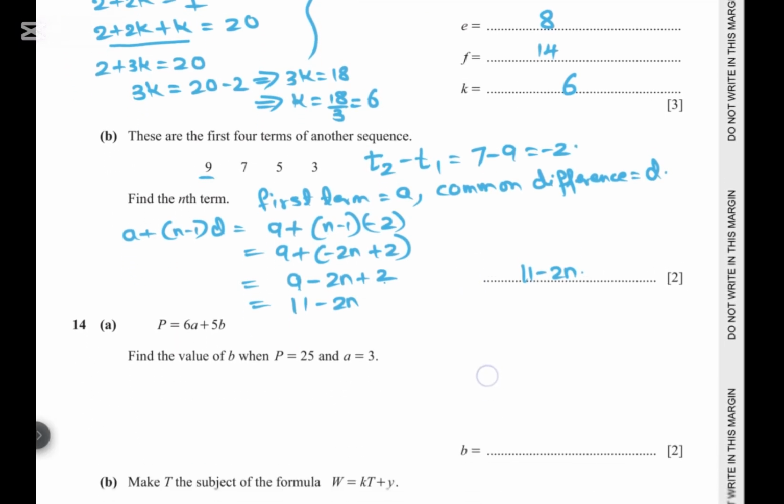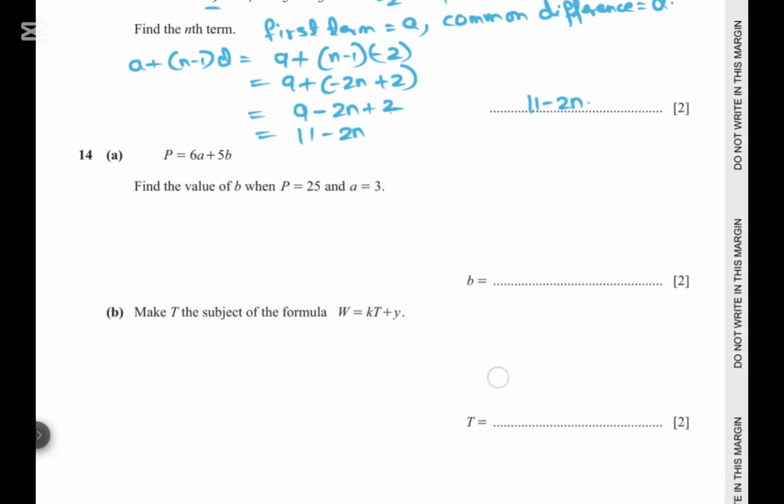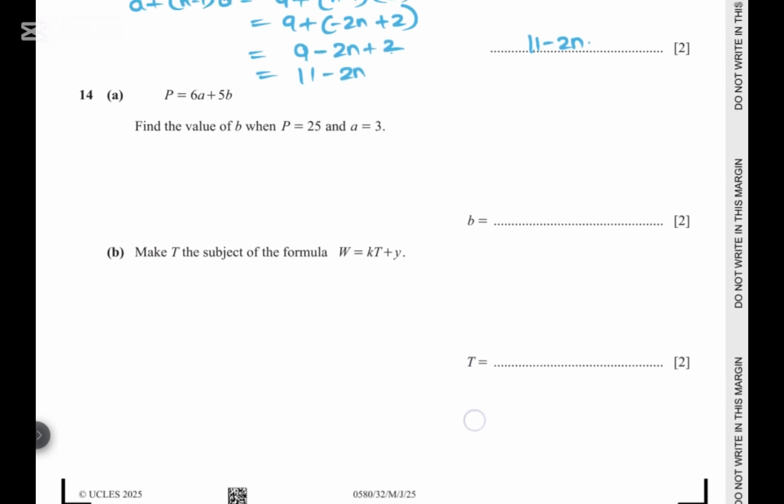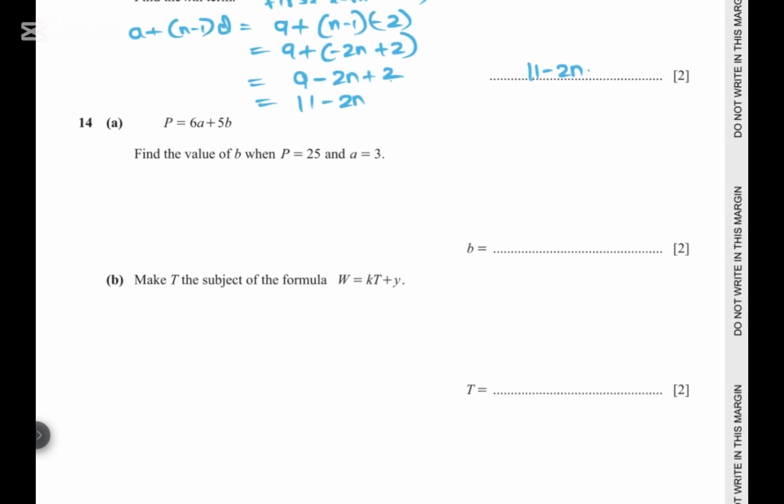Question number 14. 13 is done. Now 14. P is equal to 6a plus 5b. Find the value of b when P is equal to 25 and a is equal to 3. Find the value of b.